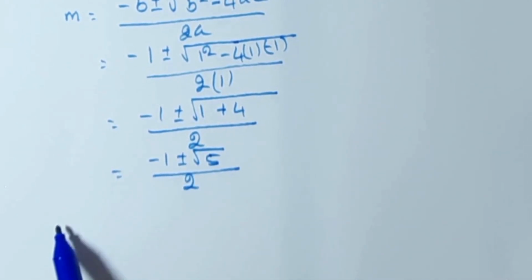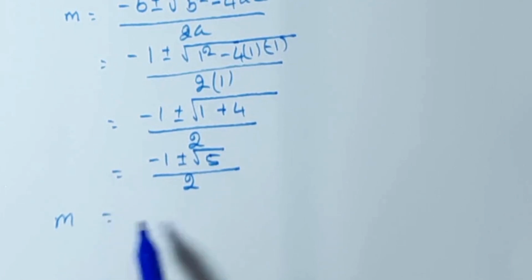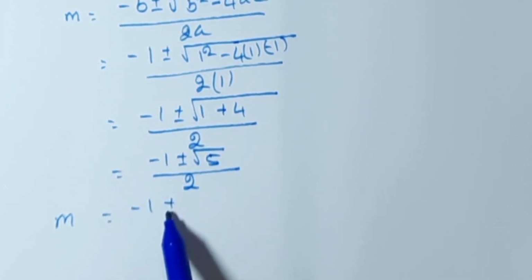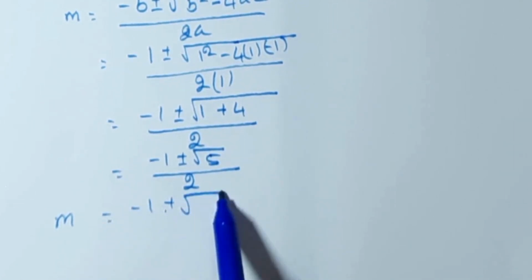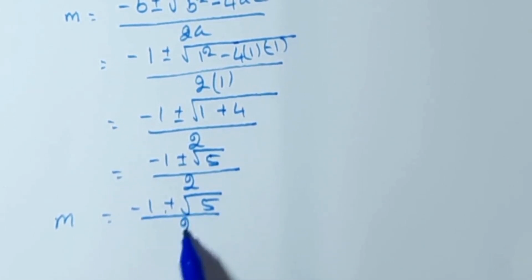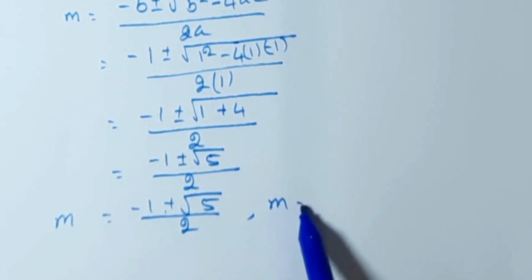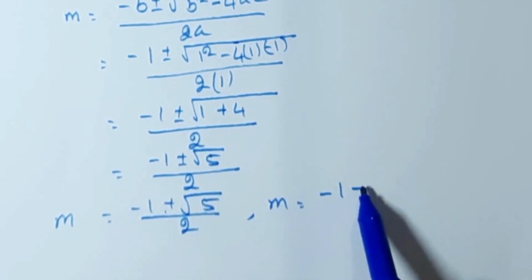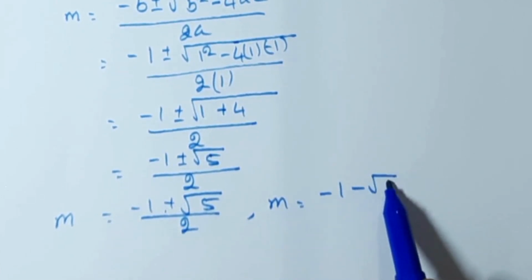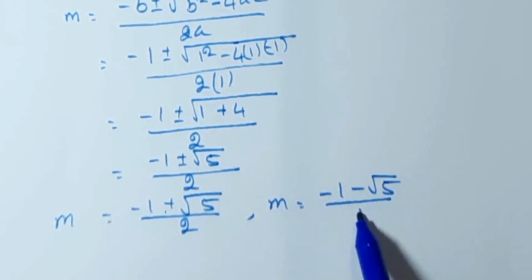We have 2m here. m equal to minus 1 plus square root of 5 by 2. The other m is minus 1 minus square root of 5 by 2.